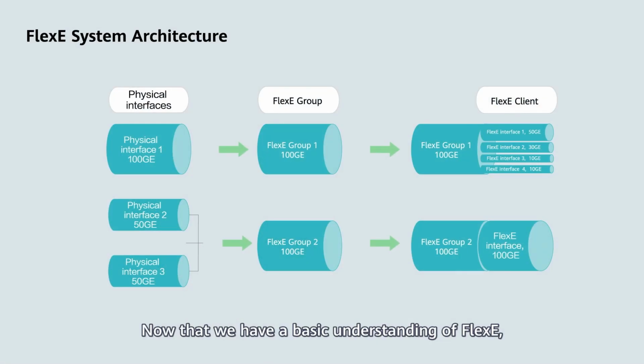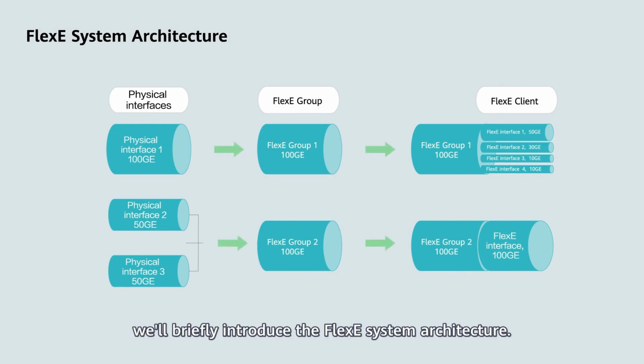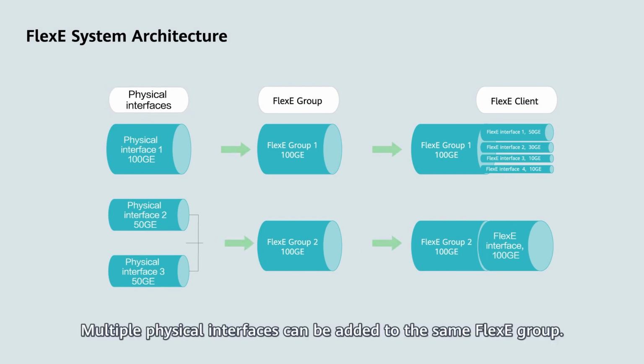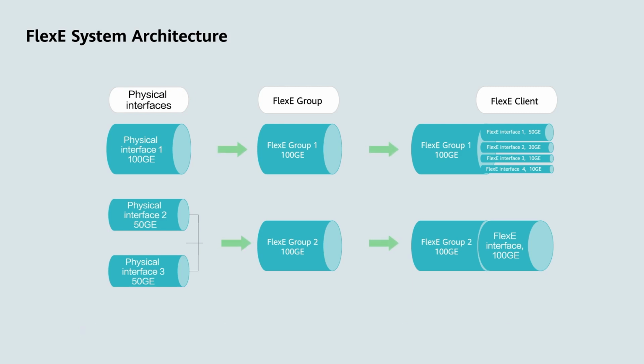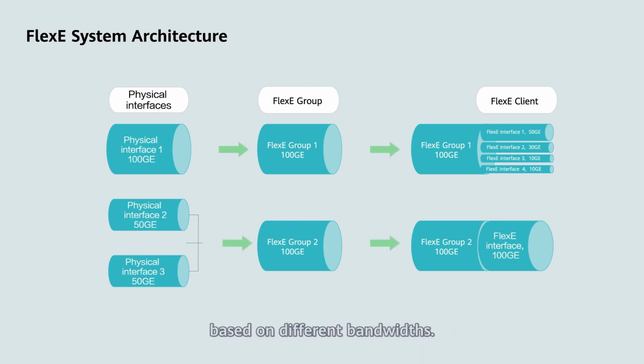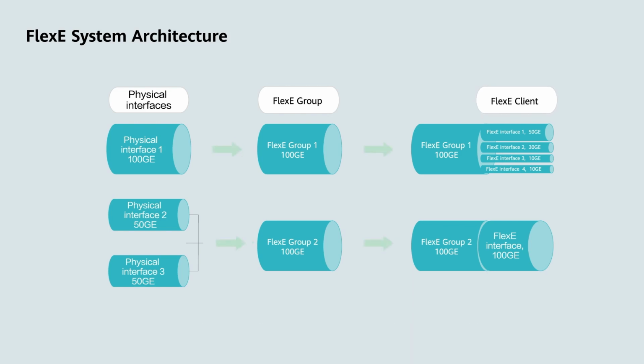Now that we have a basic understanding of FlexE, we'll briefly introduce the FlexE system architecture. FlexE is configured on physical interfaces. Multiple physical interfaces can be added to the same FlexE group. A FlexE group can be divided into multiple FlexE interfaces based on different bandwidths. These FlexE interfaces are called FlexE clients.